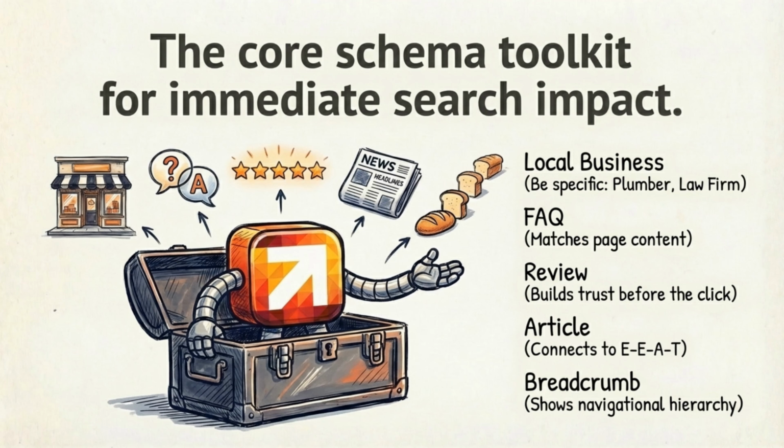Let me give you a practical breakdown of the schema types we implement most often for our clients and which ones move the needle. The first one here is local business and subtypes. This is non negotiable for any local service business. This tells Google your name, your address, your phone number, opening hours, service areas, and what type of business you are. Use the most specific subtype available, not just local business. For example, you can use plumber, dental clinic, law firm, landscaping business, whatever fits. The more specific, the better.